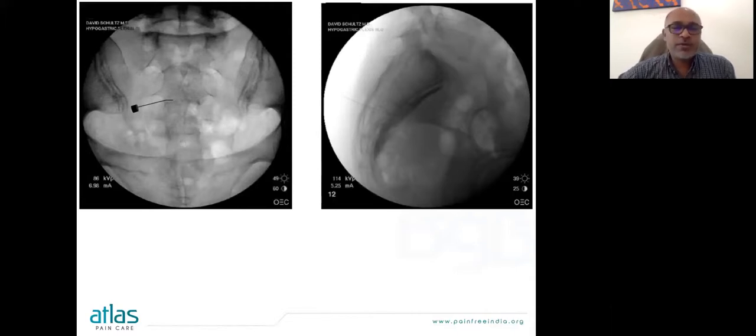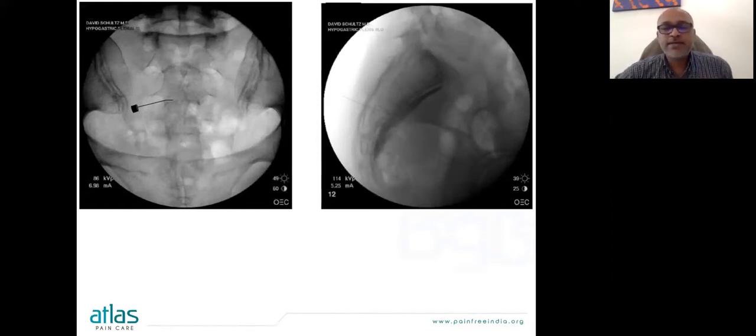So what we do is, the patient is prone, and we take a straight AP view of the sacrum and identify the sacral foramina. You can see on the left side there is a needle sticking out, and just behind the needle you can see the S2 foramen. So we enter the S2 foramen from the lateral margin and then keep going till we come to the front of the sacral margin, just by a millimeter.